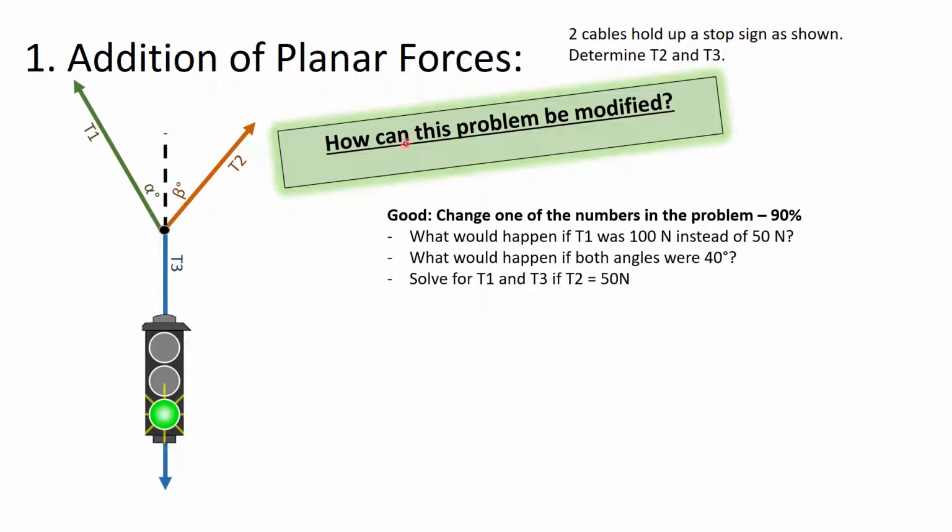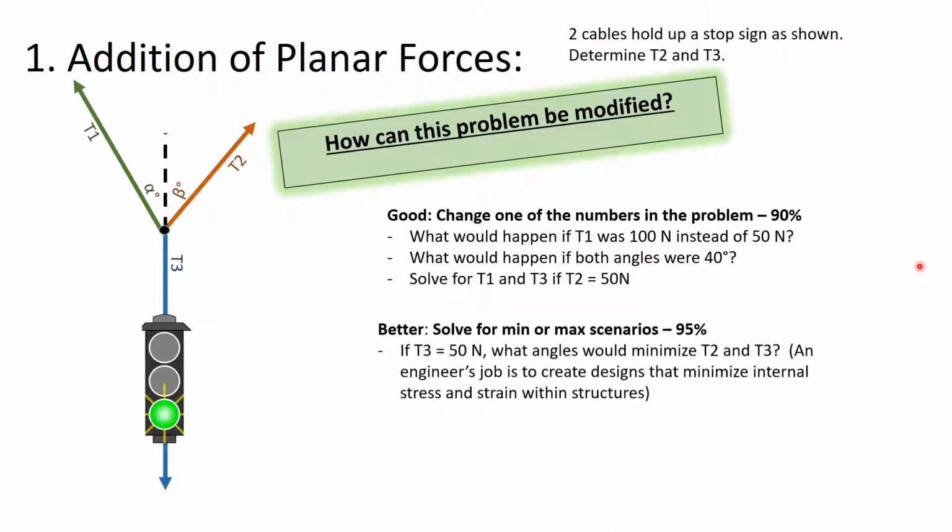The first modification, this would be something that's just good. Initially, I'll give you a 90%, but in future homework assignments, after you're used to this kind of method, I'm going to bump this down to a B. A good modification would be just take one of the numbers and change the numbers around. What if tension was 100 newtons instead of 50 newtons? What if these angles were equal to one another? What if you were given T2 instead of T1? So if you just take one little piece of it, that would be just a good modification.